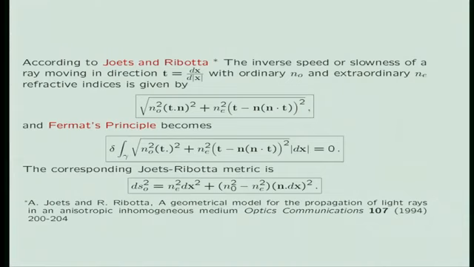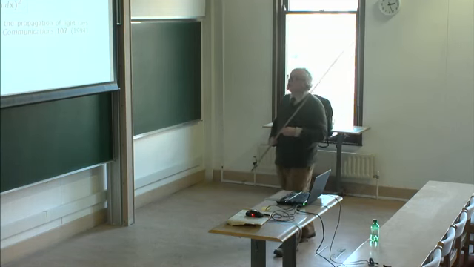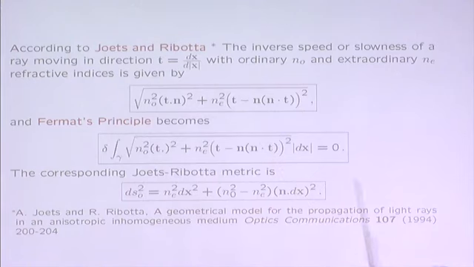Now, according to these gentlemen, and to be frank, I don't know how popular this viewpoint is, but this is what I've read, is that you can introduce 2 refractive indices in such a medium. One is the ordinary ray and one is the extraordinary ray. They have a refractive index, and Fermat's principle then becomes this variational principle. This is the principle of least time given this formula. Now, in my language, this means that I square this and I get the optical metric of this medium. Okay?